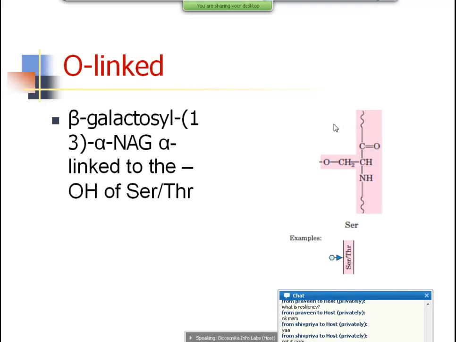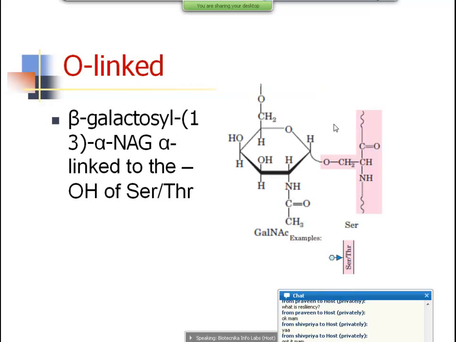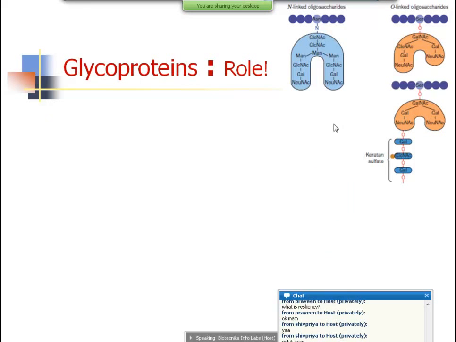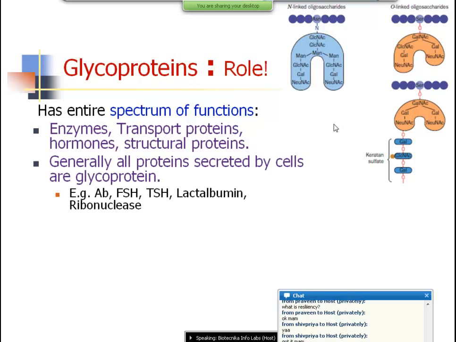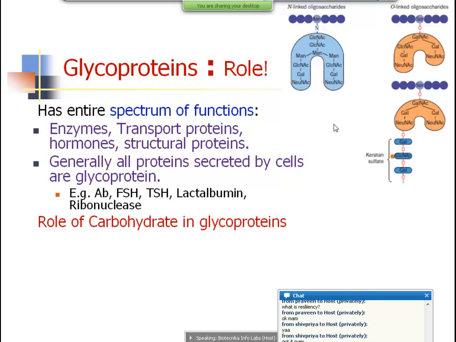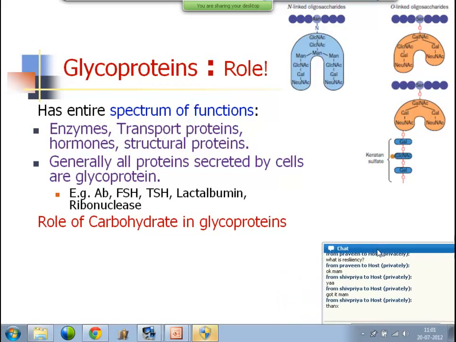Similarly, you have the O-linked, in which N-acetyl galactosamine is attached to the serine residue through an oxygen linkage. So either the glycoproteins are present as N-linked or O-linked; the glycosylation is N-linked or O-linked. There are several functions which the glycoproteins can carry out, an extremely vast spectrum of functions.